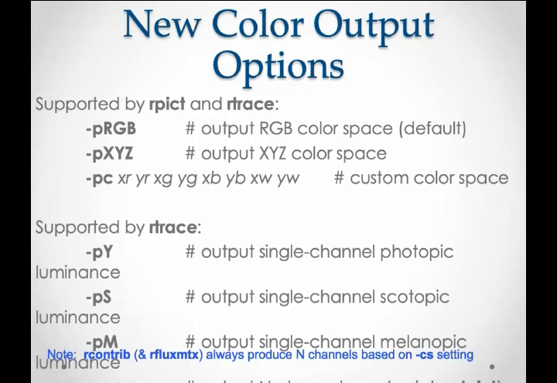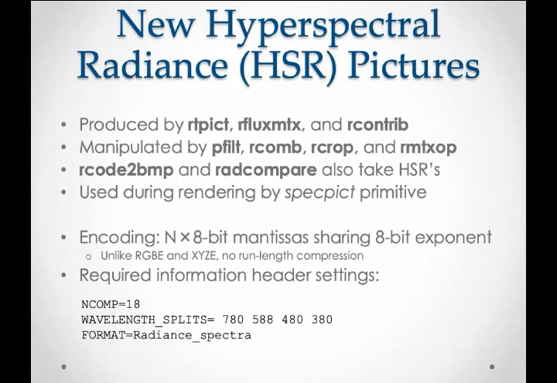Oh yeah, rcontrib and rflux metrics all produce N channels. That's also true of rsensor, incidentally. And the new HSR pictures are produced by rtpict, rfluxmtx, and rcontrib, and they can be manipulated, as I said, by pfilt, the new rcomb tool, rcrop, and rmtxop. And then the rcode_to_bmp script is really handy for visualizing any of the Radiance formats that are images. And radcompare also now understands them, as well as rcrop.